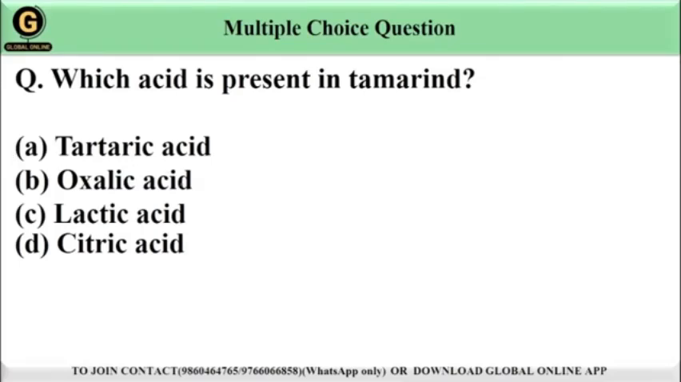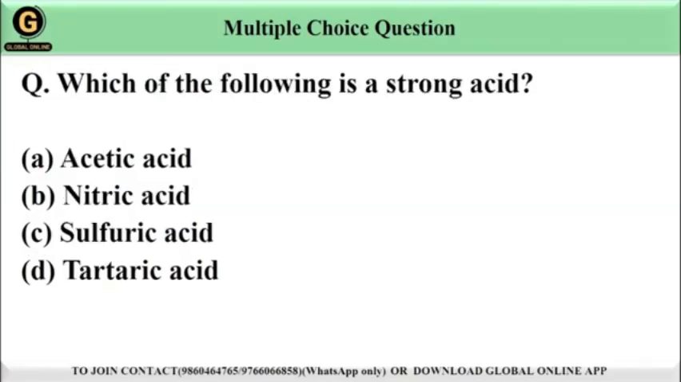which are citric acid, which is found in lemon and oranges, whereas lactic acid is found in milk products such as curd, and the remaining one is oxalic acid, which is found in some leafy vegetables such as spinach. So the correct answer for this question is tartaric acid, option A. Let's move on to the next question.